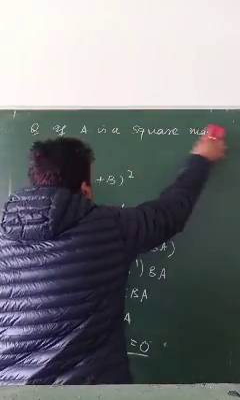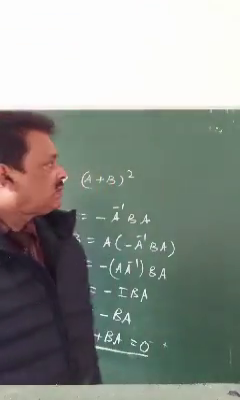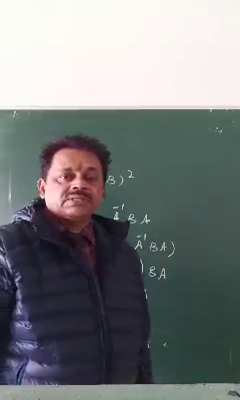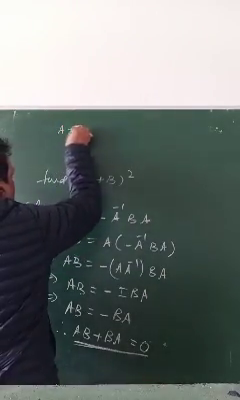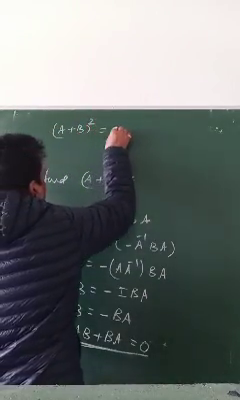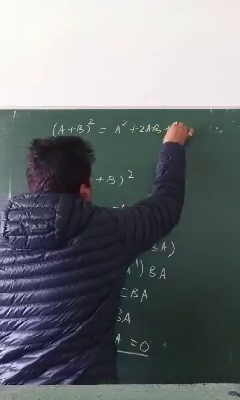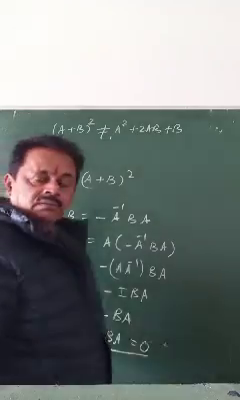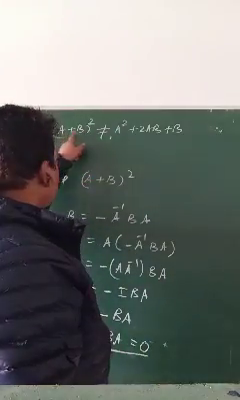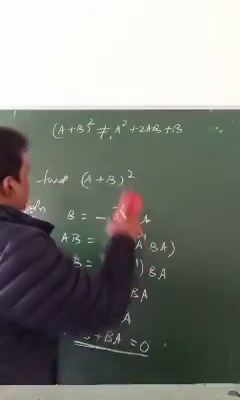So A plus B whole square is not A square plus 2AB plus B square. This will be matrix multiplication. Don't do this. This will be wrong. Unless AB and BA are equal, you cannot write like this. So don't make this mistake.